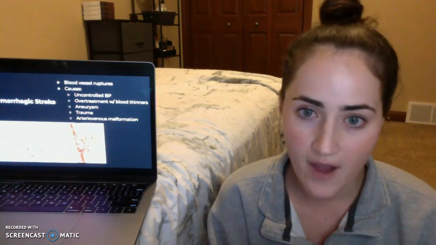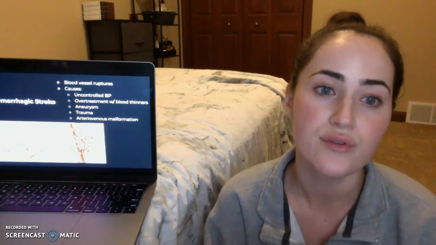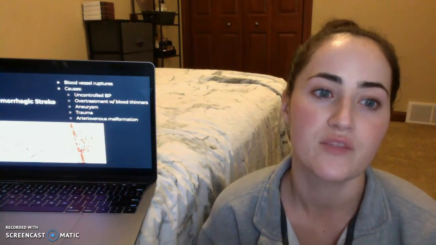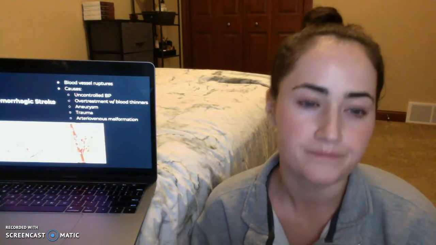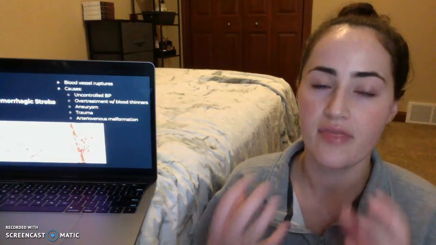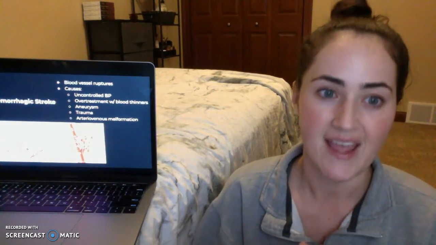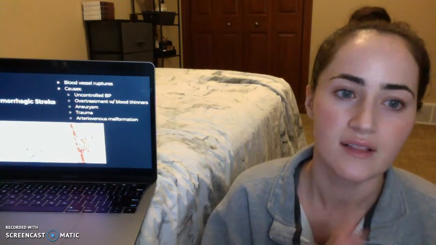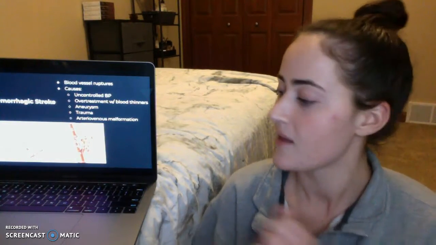Another risk factor for hemorrhagic stroke includes trauma, as well as an arteriovenous malformation. Now, this risk factor is a little less common, but it is when you have an abnormal tangle of thin-walled blood vessels, and this tangle of blood vessels actually ruptures, and so that's what leads to that risk factor.